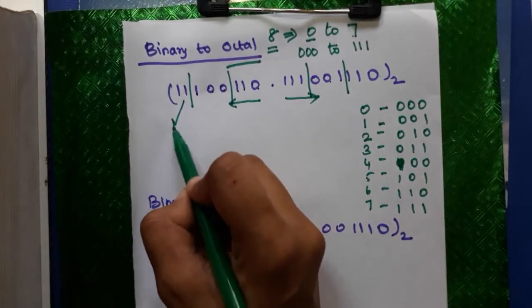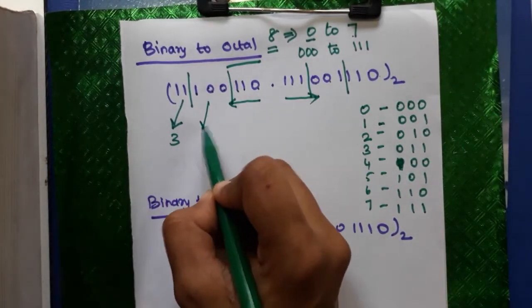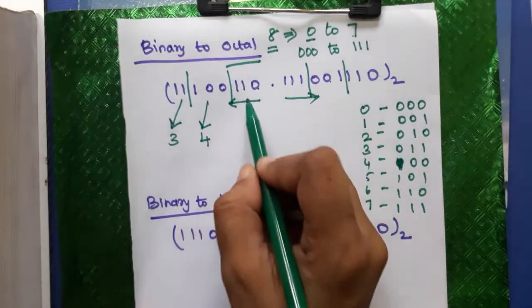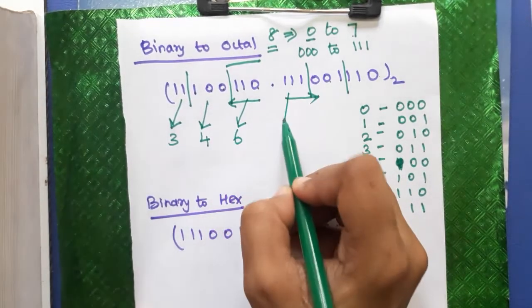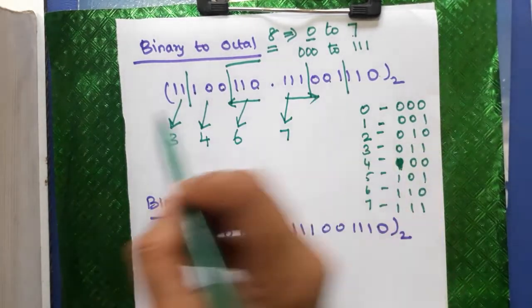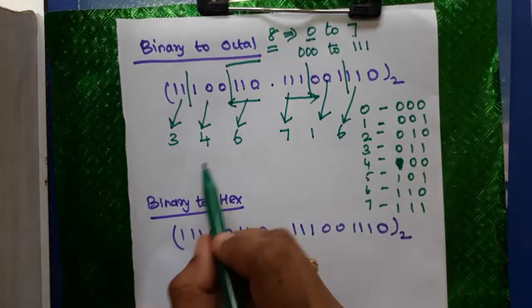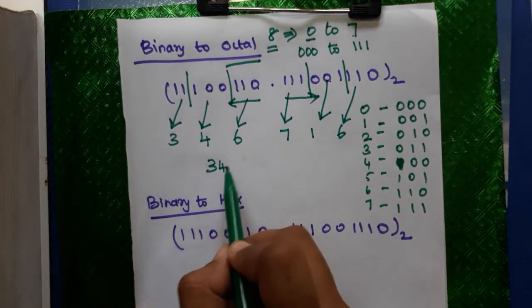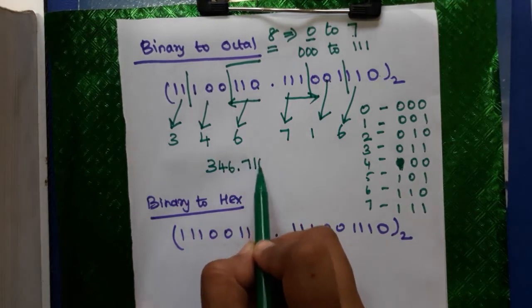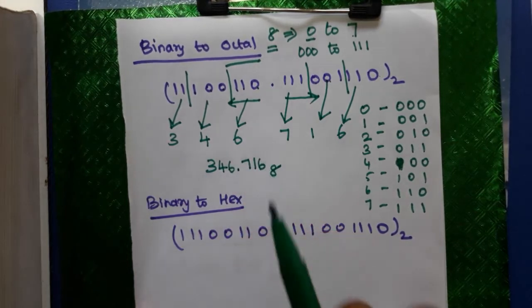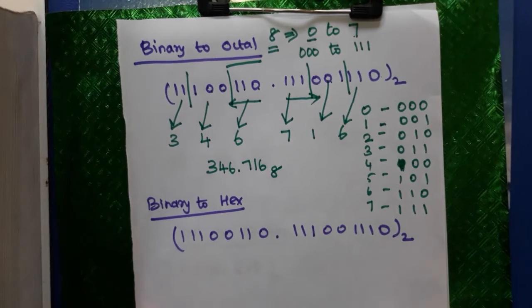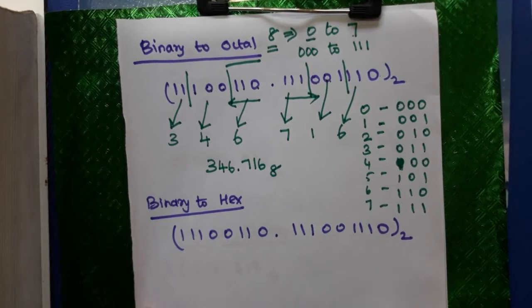So I can write this as: this is 3, this is 4, this is 6, this is 7, this is 1 and this is 6. So I can write this as 346.716 to the base 8. Yes, very simple. Just grouping the bits in terms of 3 digits.